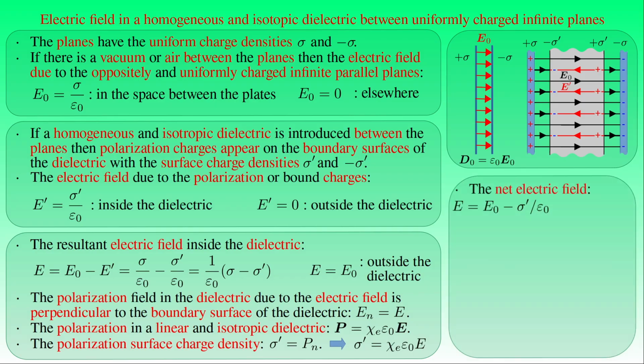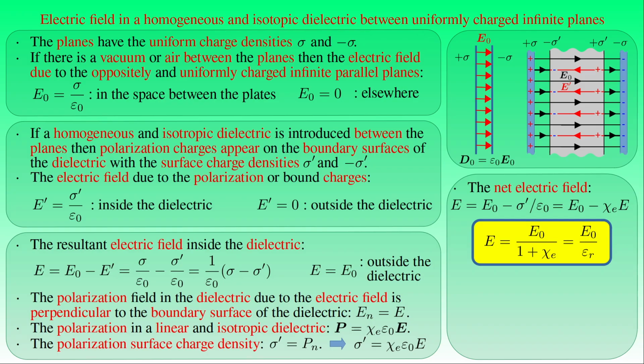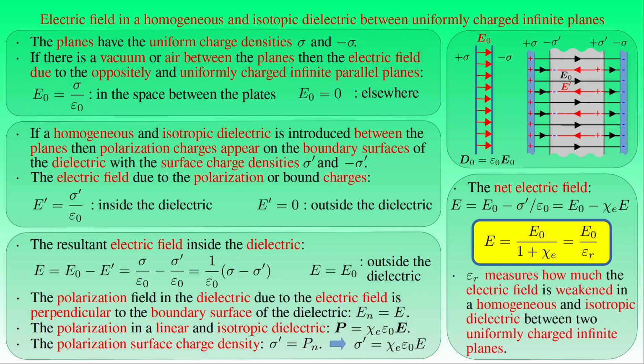By substituting this result into the equation obtained for the magnitude of the electric field E, we can write the latter as the difference between the magnitude of E0 and chi E times the magnitude of the electric field E. If we solve this equation for E, then we can state that the magnitude of the net electric field E in a polarized dielectric is equal to the magnitude of the external electric field E0 applied to the dielectric, over 1 plus the electric susceptibility chi E of the insulating material, or the magnitude of E0 over the relative permittivity epsilon R of the dielectric. The relationship between E and E0 shows that relative permittivity measures how much the electric field is weakened in a homogeneous and isotropic dielectric with an infinite extension inserted into the space between two uniformly charged infinite planes.